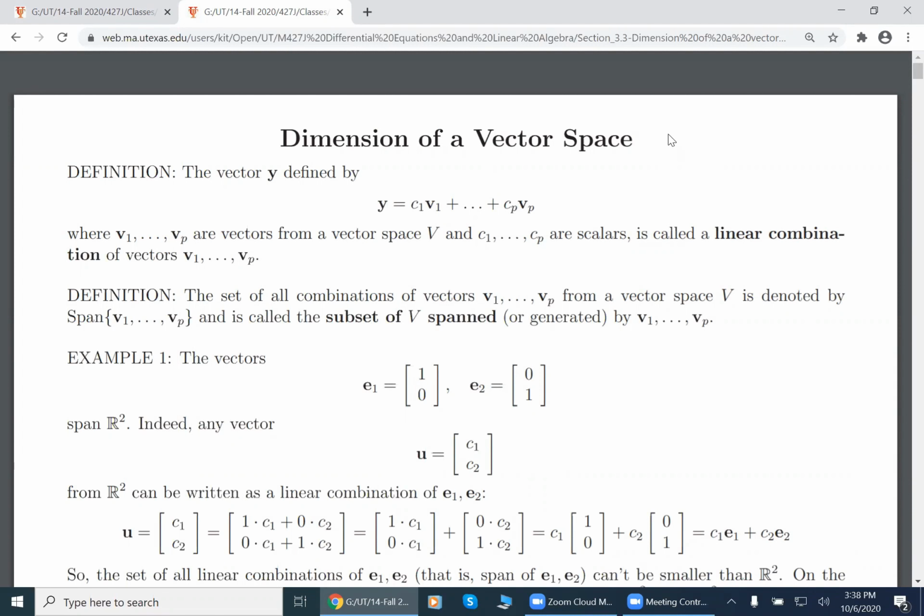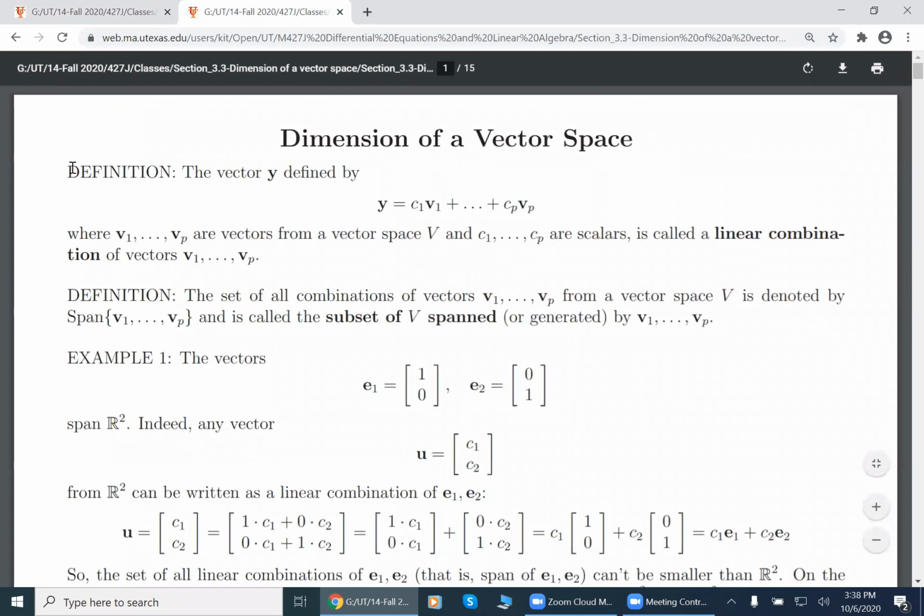Section 3.3, dimension of a vector space. First of all, here's a definition of a linear combination. V1 and Vp are vectors from a vector space V. If there are scalars C1 and so on Cp such that y is equal to C1 V1 plus and so on Cp Vp, we say that y is a linear combination of vectors V1 and so on Vp.